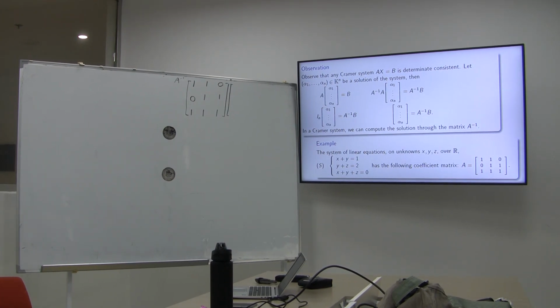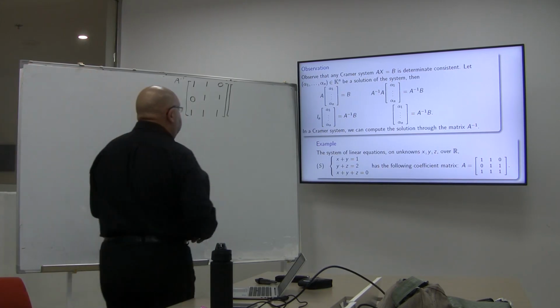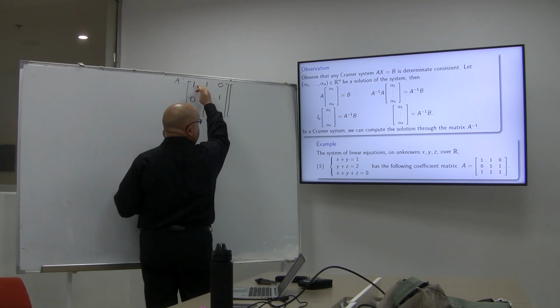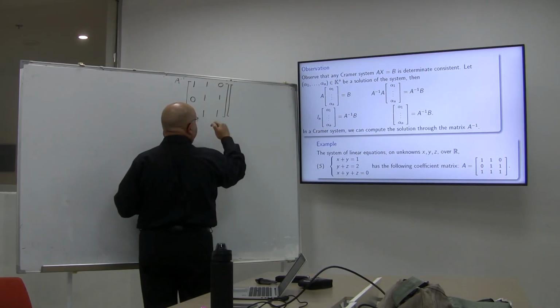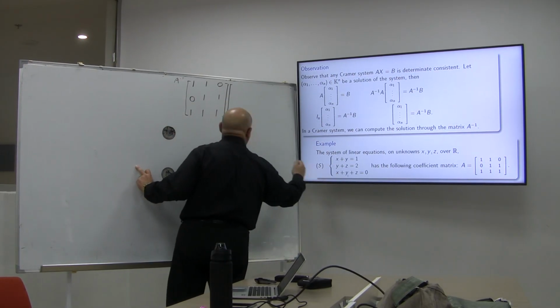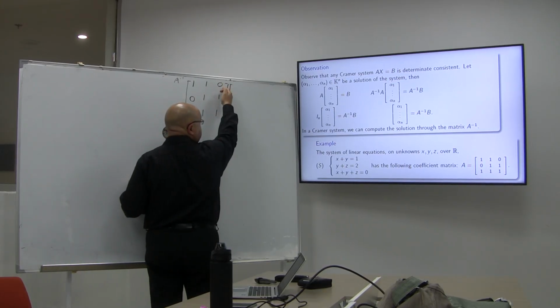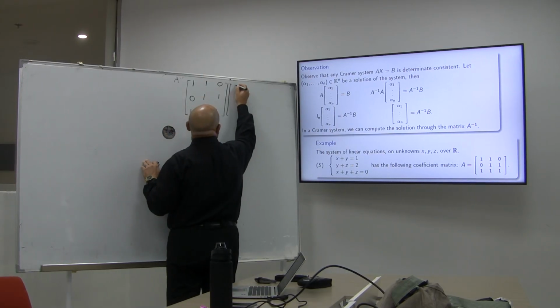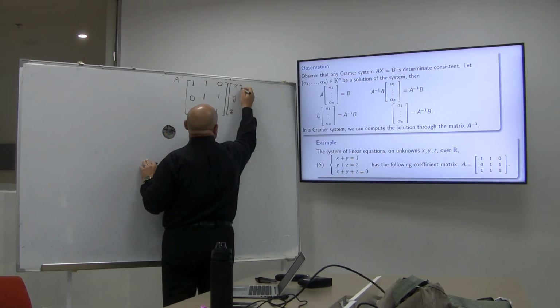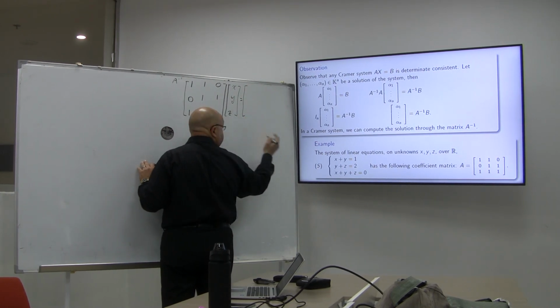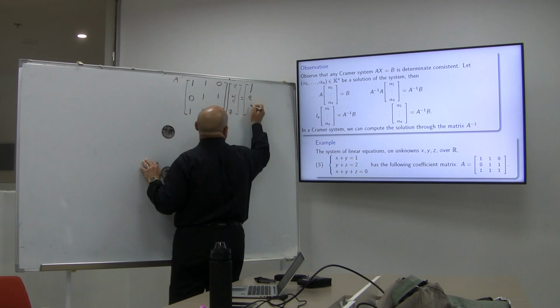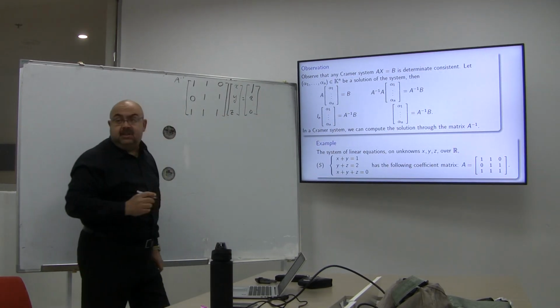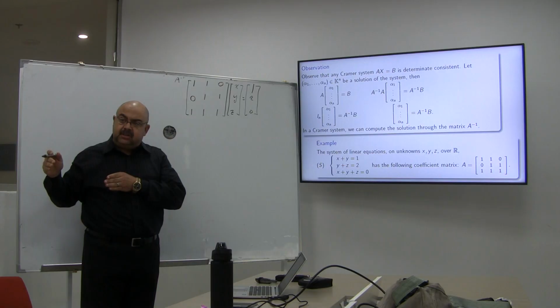So it's going to be x equal to 1, 0, and 1. For y, it's 1, 1, 1. And for z, it's 0, 1 and 1. I will have x, y, and z, and the result will be 1, 2, and 0. So that's mainly the system of equations, but in a matrix form.